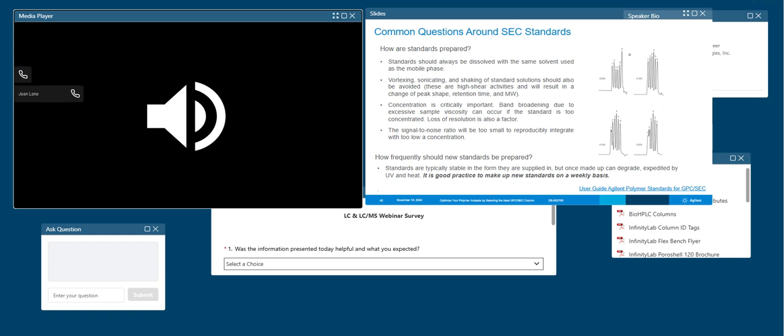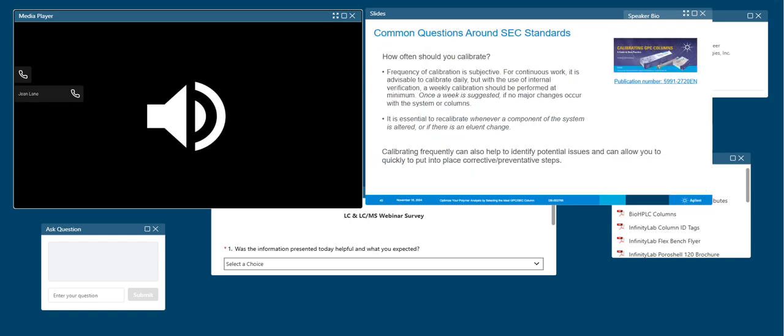And also, how frequently should the standards be prepared? Typically, the standards are stable in the form they're supplied in, but once they are made up, they can degrade, expedited by UV and heat. It's typically good practice to make up new standards on a weekly basis. For any questions relating to preparation of standards, one could refer to the user guide for polymer standards. The link is provided here.